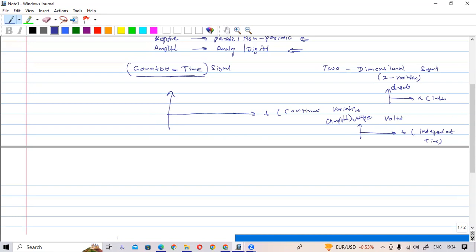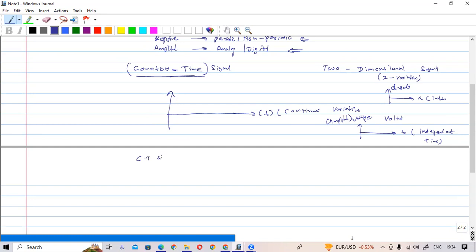So we have two variables. The independent variable is time. If the time is a continuous variable, we call this a continuous time signal. So what does continuous variable mean?